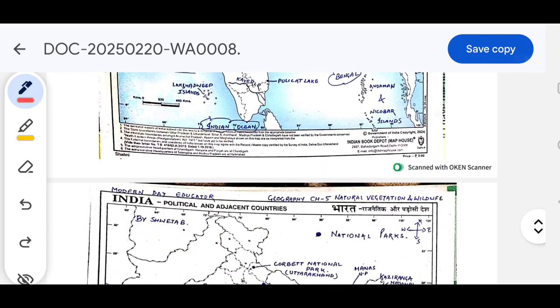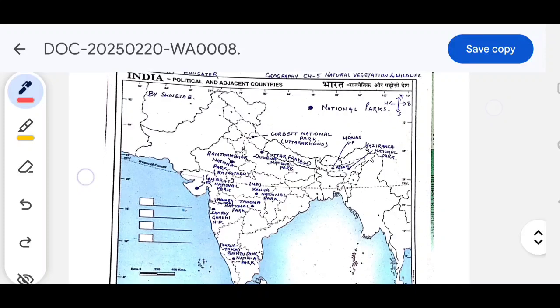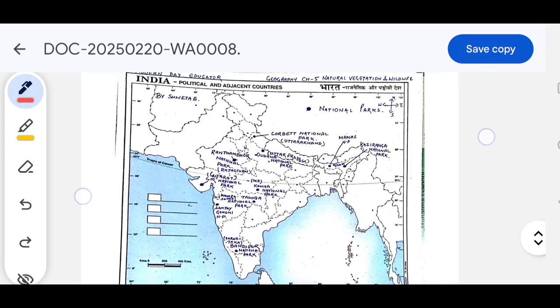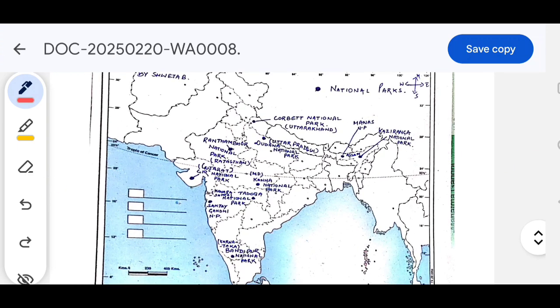Now let's come to the fifth chapter map. Although in the syllabus it is not given properly whether we have to do it or not, in the final it is mentioned that this chapter's map will come in the final exam. So we will learn accordingly, and I have taken only the national parks which are important here. So let's see. The first one is Jim Corbett, which is in Uttarakhand. I have mentioned the states also so that you remember where it is. You can mark it easily.